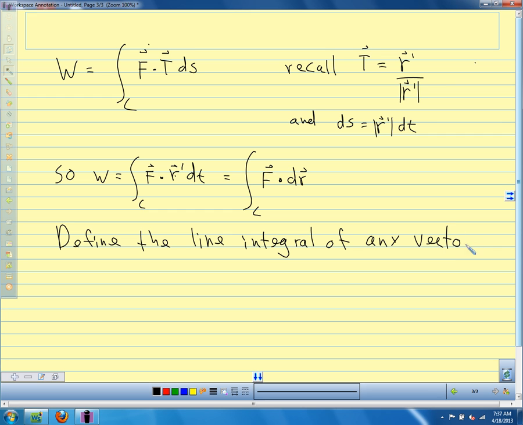So we don't just have to be talking about force and work and distance, that kind of thing.